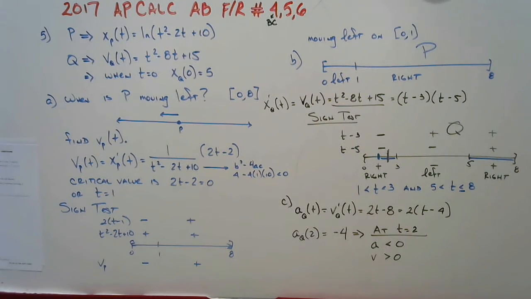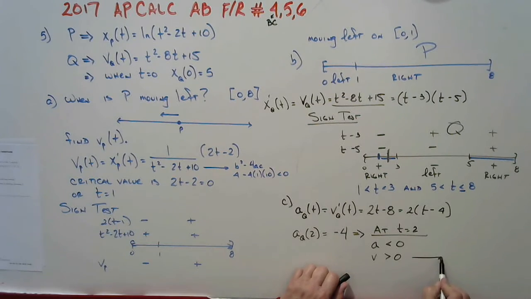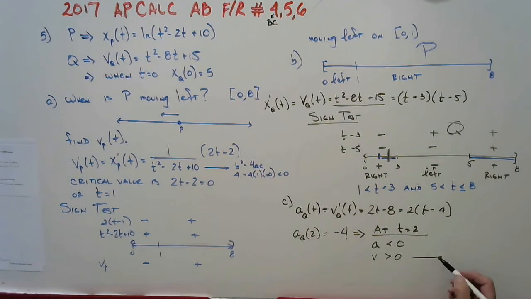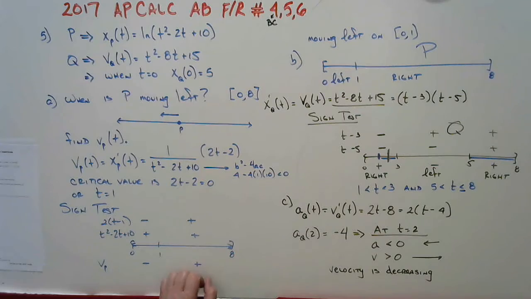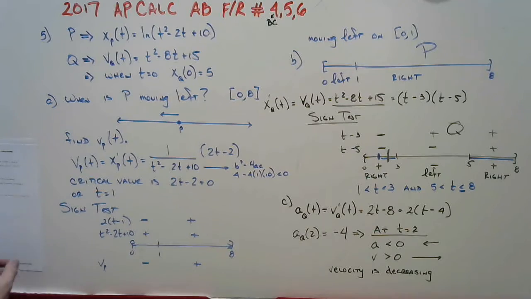Our particle is moving this way, but its acceleration is going in the opposite way. So it's braking. Its acceleration is going opposite of its velocity. So since acceleration and velocity are opposite in sign, we know velocity is decreasing. Right? Velocity is decreasing. And we need to explain our reasoning, and so we would say velocity is decreasing because velocity and acceleration have the opposite signs.